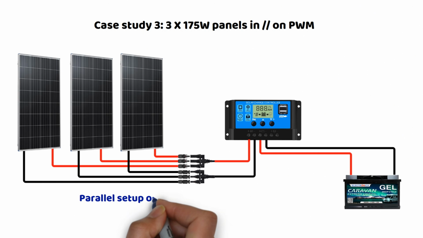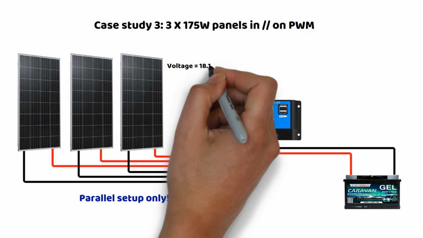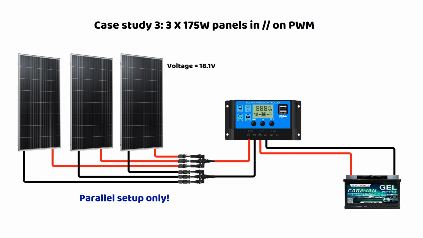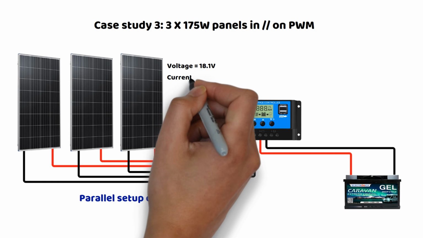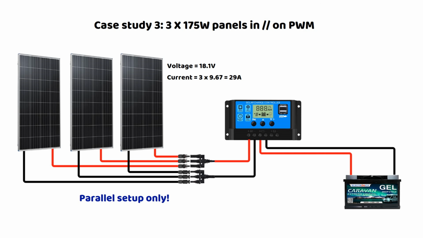Because the PWM works better with panels wired in parallel, as it does not convert the voltage. In parallel, the voltage remains the same at 18.1 volts, and the current adds up. So here, we can connect a maximum of 3 panels to stay within the controller's limit. Each panel produces about 9.67 amperes, which gives us just under 30 amperes.